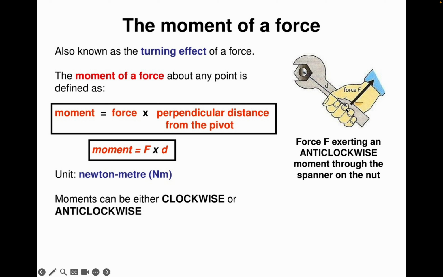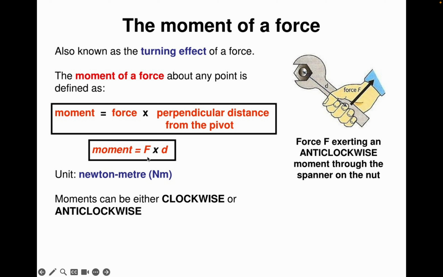Okay, now obviously if he held the spanner further along, he would get a bigger distance, and a bigger distance would increase the turning effect of the force. So the moment or the turning effect of a force is called the force multiplied by the perpendicular distance from the pivot, between the pivot and the line of action of the force. That's what we call it. The line of action of the force is the direction the arrow is pointing. So you're on a perpendicular distance to the point about which you're taking the moments.